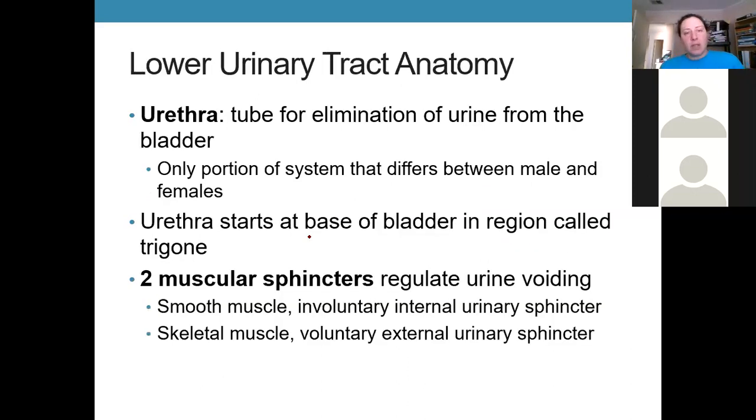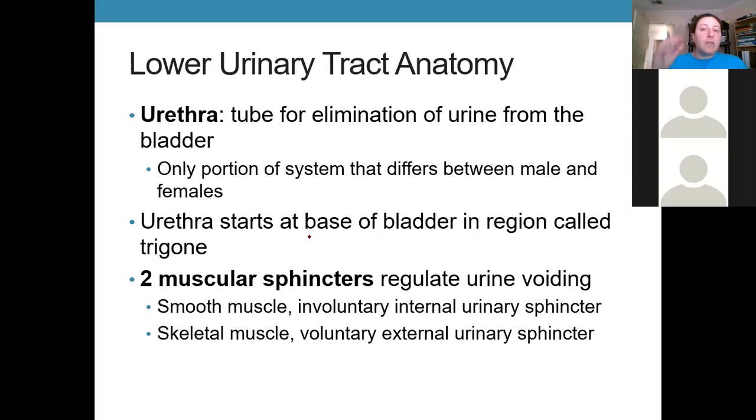All right, so we'll start with the urethra, which is the tube for elimination. It's also the only portion of the system that differs between males and females. So we haven't really encountered any significant differences so far because the only major system that varies between men and women is the reproductive system. But the urethra is something that in men is actually shared between the urinary system and the reproductive system. And so it does have an anatomical difference depending on your biological sex.